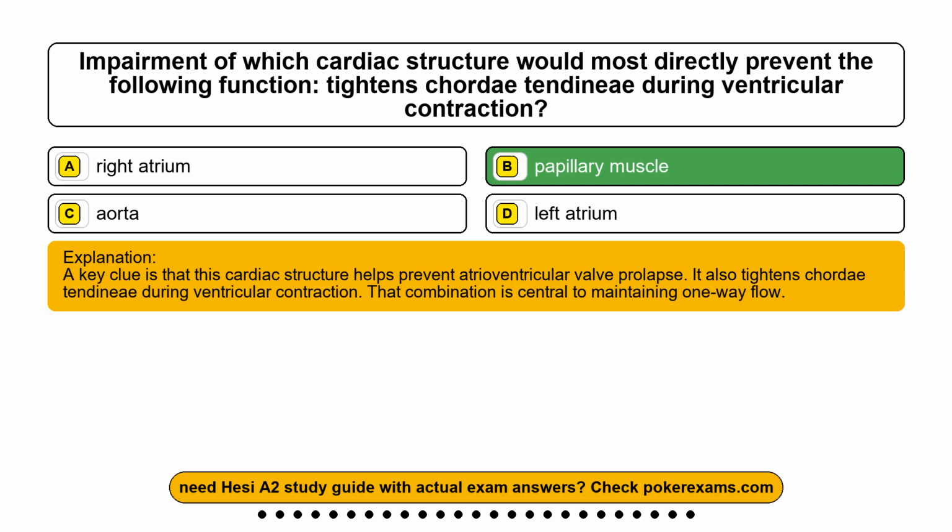A key clue is that this cardiac structure helps prevent atrioventricular valve prolapse. It also tightens chordae during ventricular contraction. That combination is central to maintaining 1-way flow.